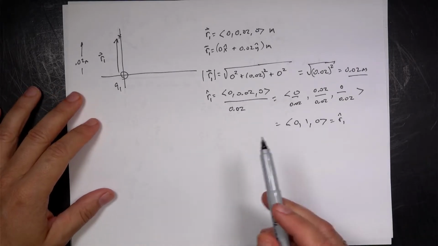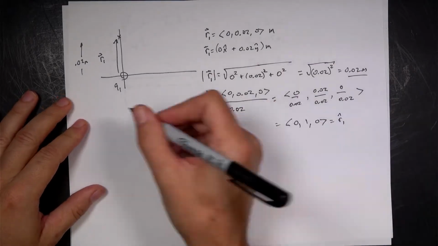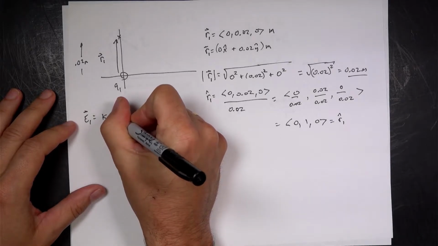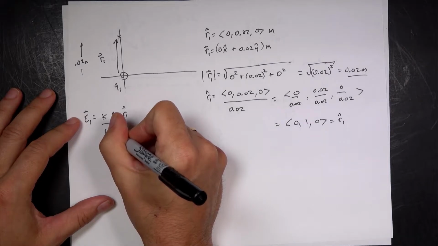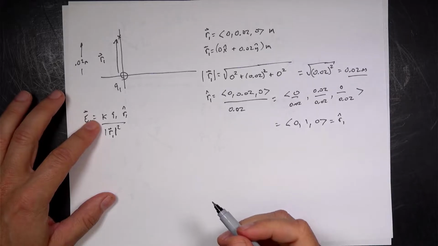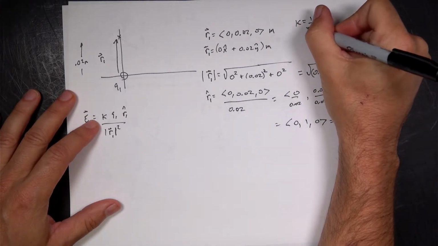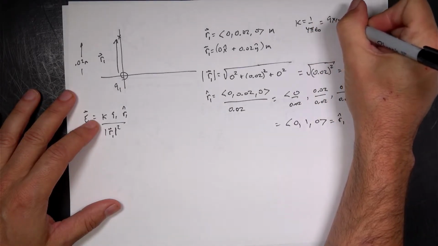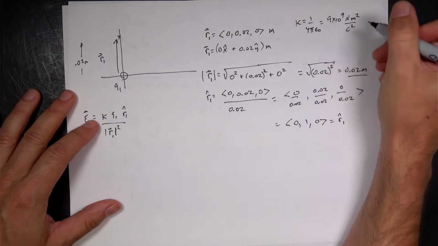Okay, so I have r1 hat, I have r1. I can now put them in my equation. So let's write down E1 is K Q1 r1 hat over the magnitude of r1 squared. I forgot to say K is a constant. Let me put it up here. K equals, also sometimes written as 1 over 4 pi epsilon naught, which is a different way to write it. And it's 9 times 10 to the 9th newton meter squared per coulomb squared.